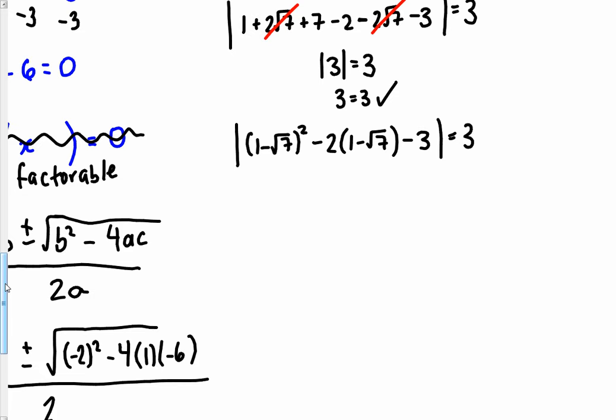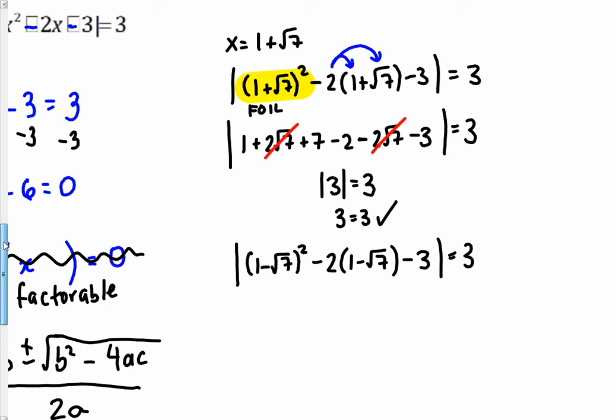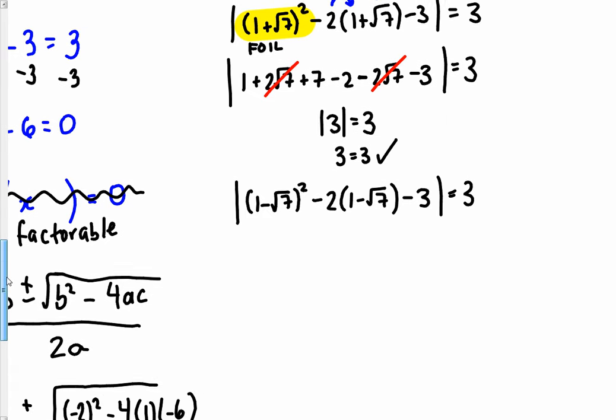8 minus 3. No, 8 minus, there's a 2 and a 3. Minus 2 minus 3 is minus 5. Okay, so guess what we have to do with this first guy?